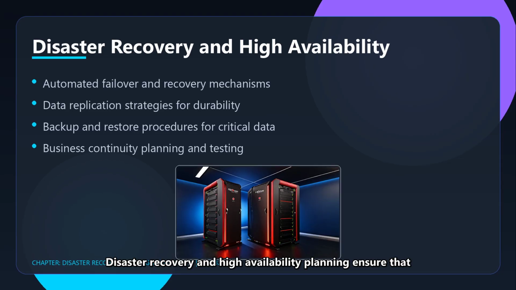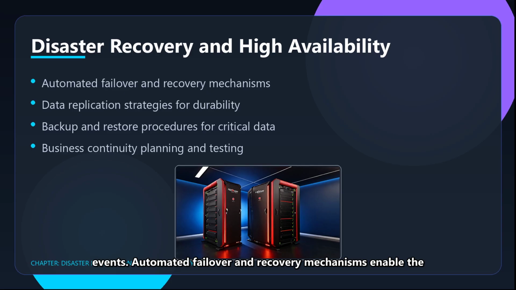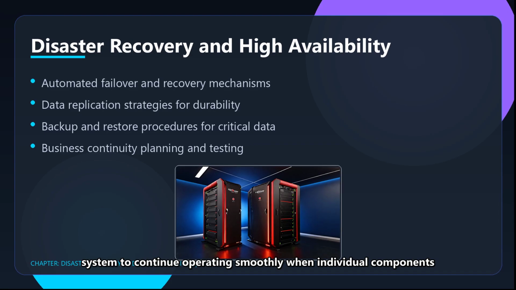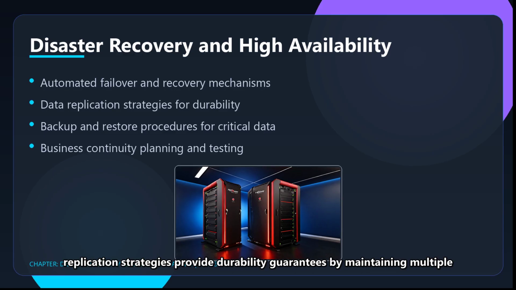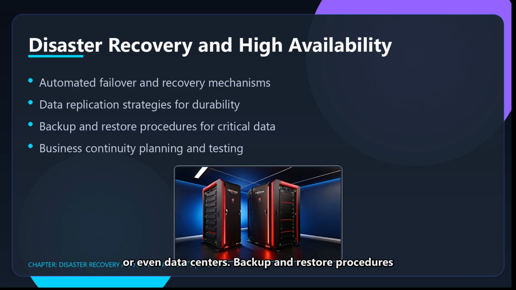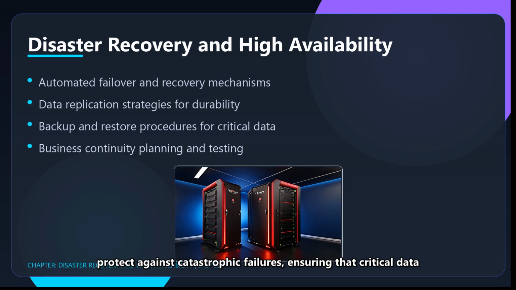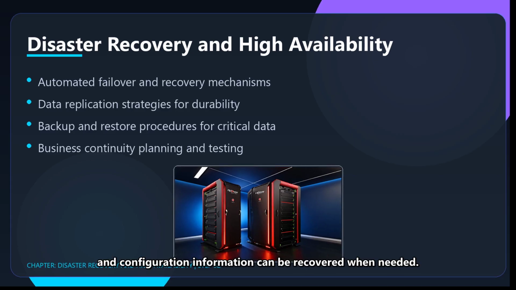Disaster recovery and high availability planning ensure that Apache Uniffle deployments maintain reliability even during unexpected events. Automated failover and recovery mechanisms enable the system to continue operating smoothly when individual components fail, with minimal impact on running workloads. Data replication strategies provide durability guarantees by maintaining multiple copies of critical shuffle data across different servers or even data centers.